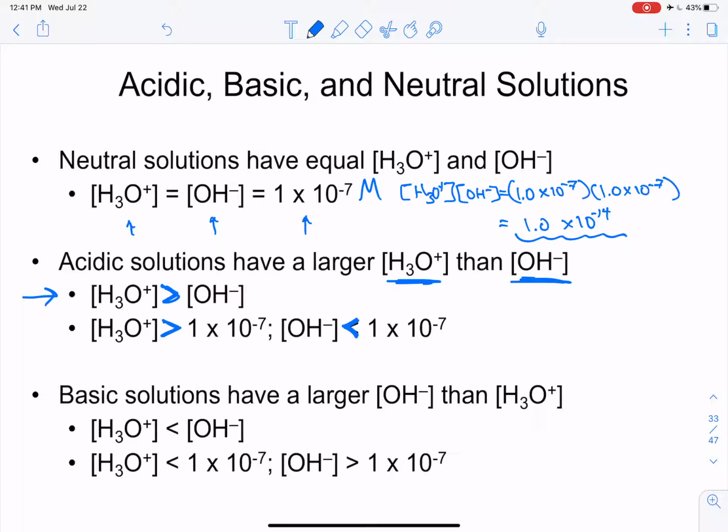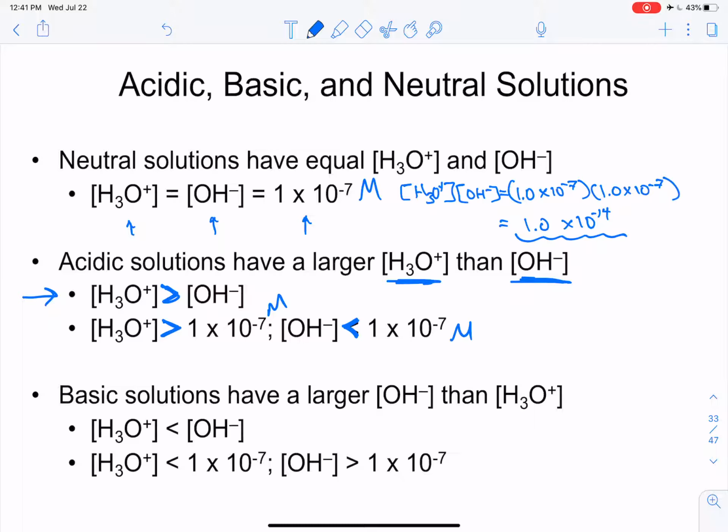And when you multiply them both by each other, you're going to get 1.0 times 10 to the what? Negative 14. And again, this will be molarity and this will be molarity too, okay? Or we say molar, it's moles per liter.